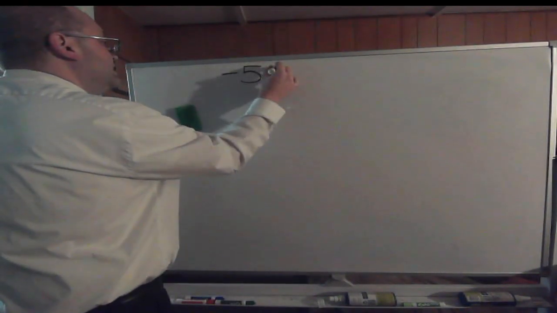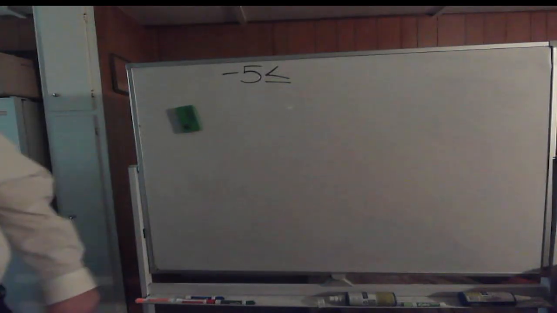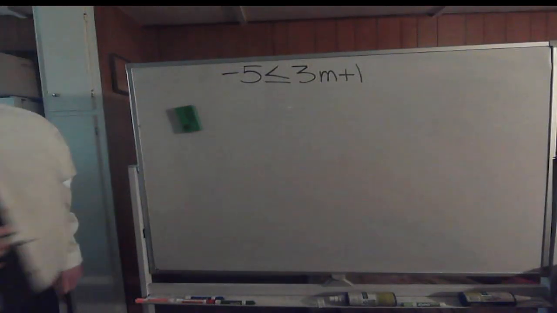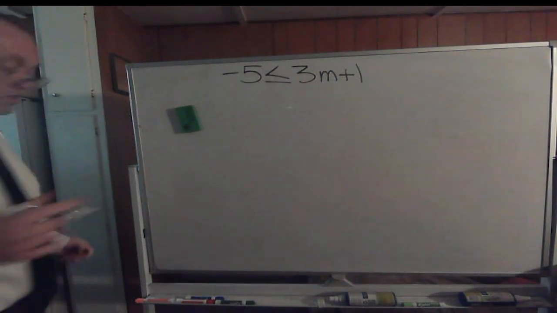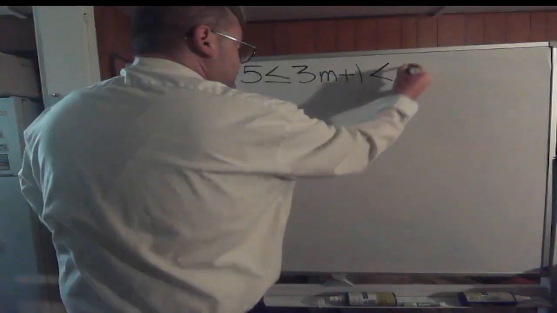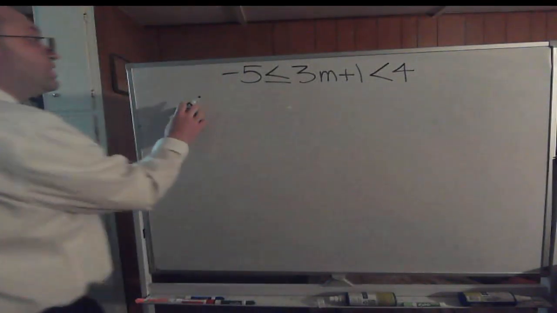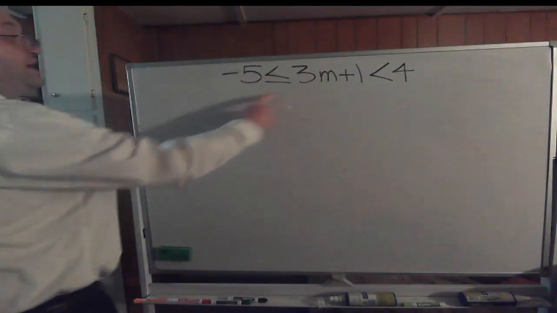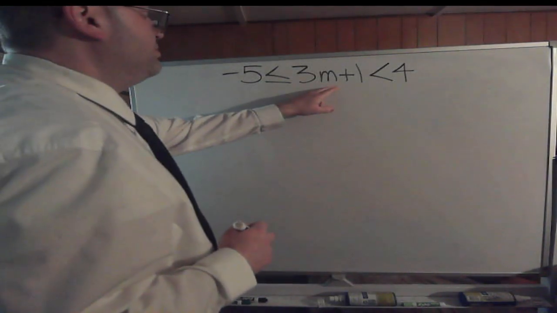Alright, negative 5 is, whoops, why am I writing negative 3? Excuse me. Negative 5 is less than or equal to 3m plus 1, which is less than 4. Alright, so this combined inequality, we're given negative 5 is less than or equal to 3m plus 1, which is less than 4.